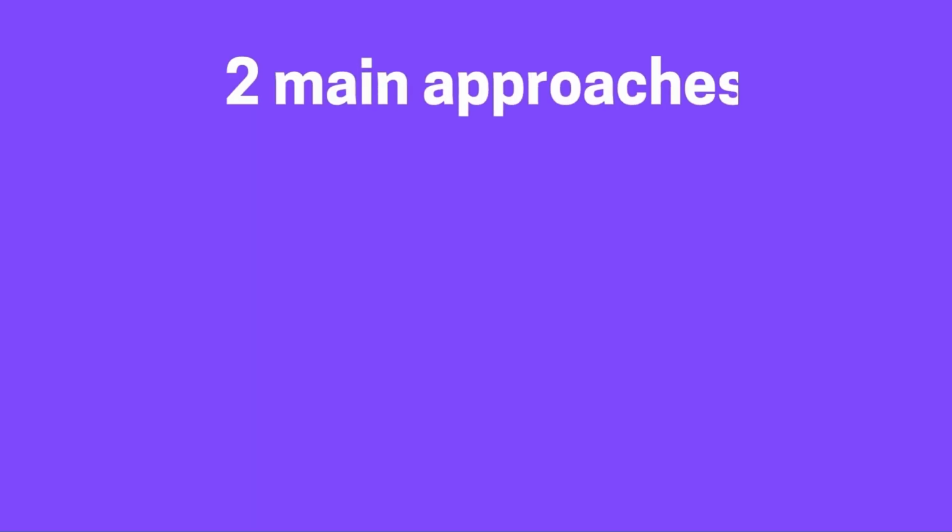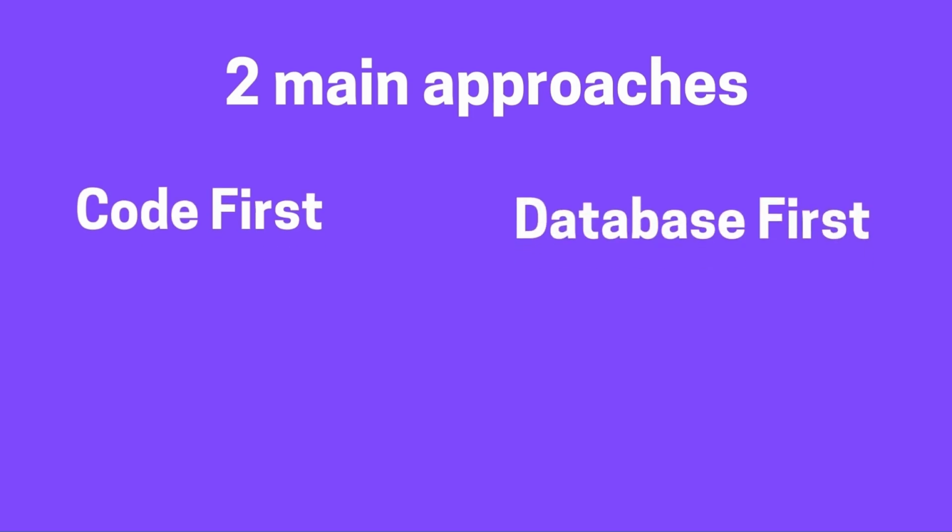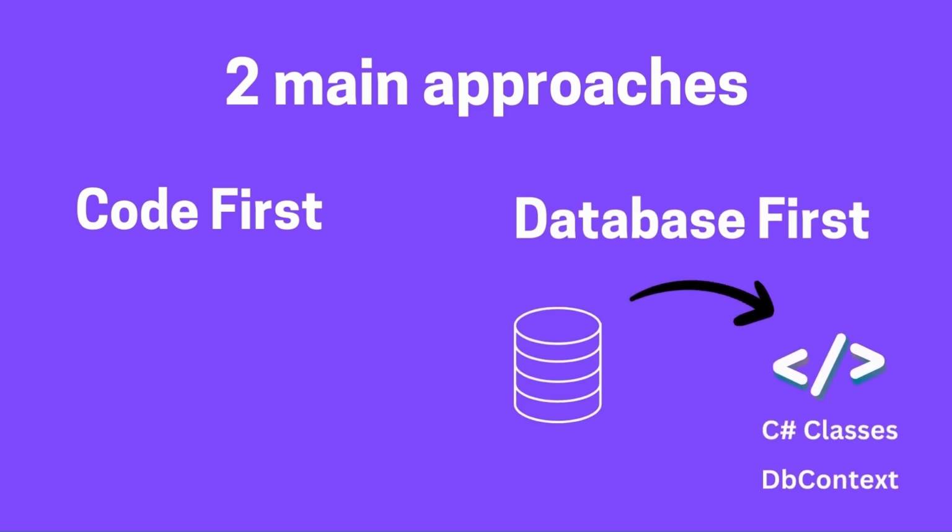There are two main approaches to using Entity Framework Core: the code-first approach and the database-first approach. In this video, we will learn how the database-first approach works. The database-first approach in Entity Framework Core involves generating C# classes and a DB context from an existing database schema. This method is suitable when working with a legacy database or when the database design is managed outside of the application development process, allowing us to integrate the existing database into the application seamlessly.